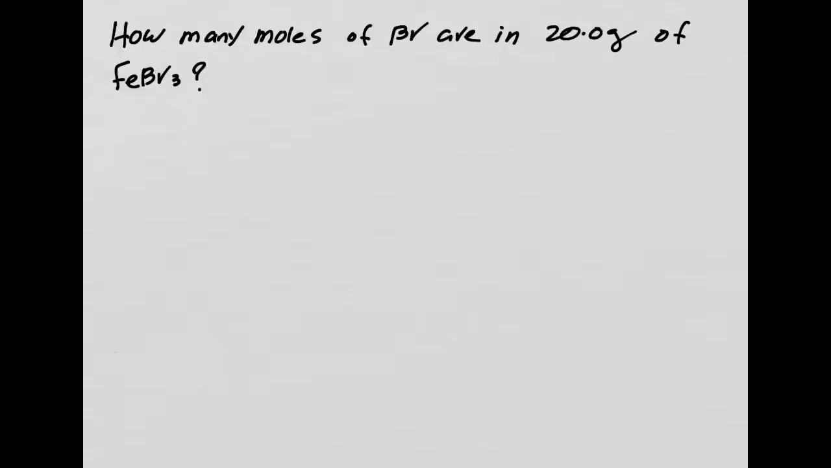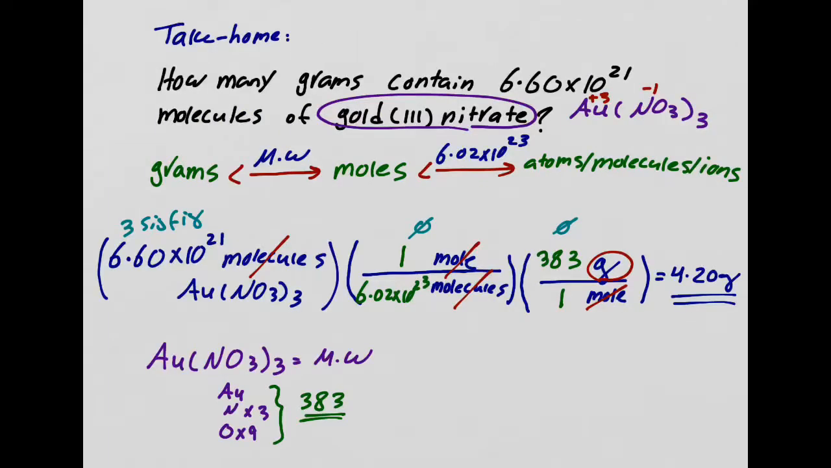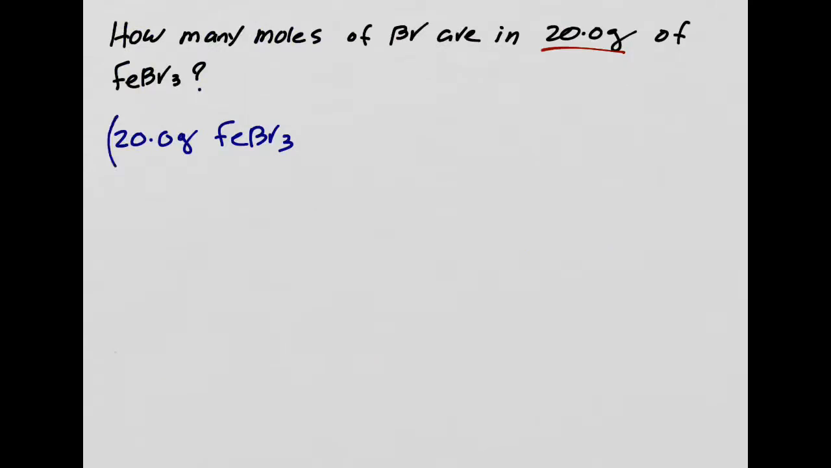So, always write down what's given to me. What's given to me is 20.0 grams of FeBr3. I want to go from grams to moles. Okay? You know how to go from grams to moles. How do you go from grams to moles? You use molecular weight. I have grams. I want to go to moles. I use molecular weight. Okay? That's not bad. Now, grams go down here, moles go on top, right? And we'll have to figure out the molecular weight of FeBr3.